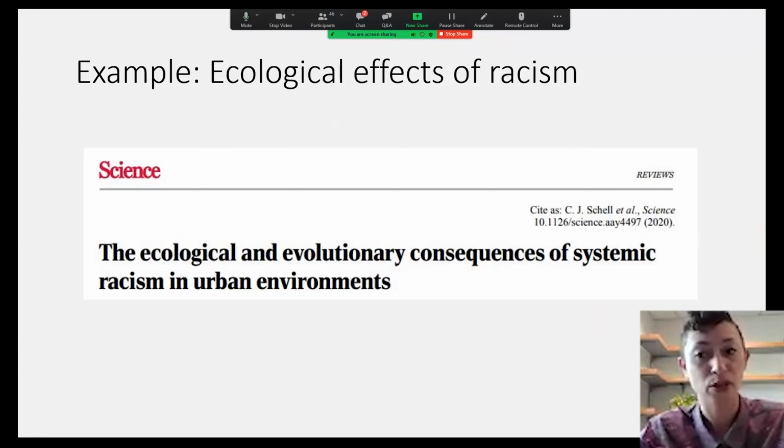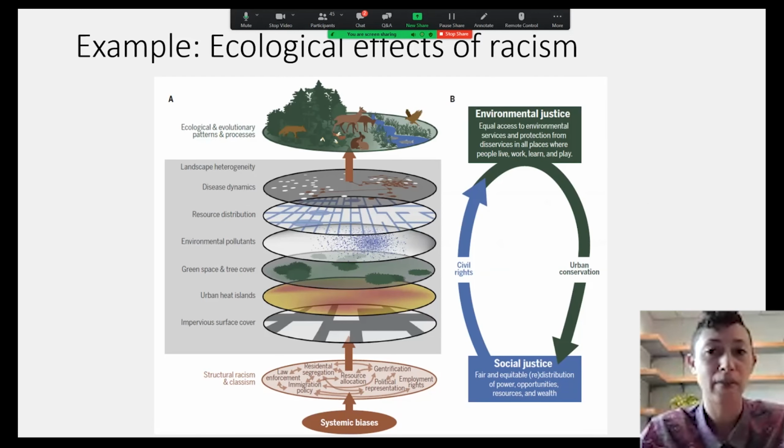So as an example of social and cultural factors influencing wildlife ecology, I just want to share Chris's paper from 2020, The Ecological and Evolutionary Consequences of Systemic Racism in Urban Environments. So essentially, it was showing how systemic racism leads into structural racism and classism, which dictates how various elements are designed and laid out and prioritized in urban environments. So that includes aspects like infrastructure, pollutants, and green space, among others. And of course, all of these influence ecology and evolution, and of course, human livelihoods.